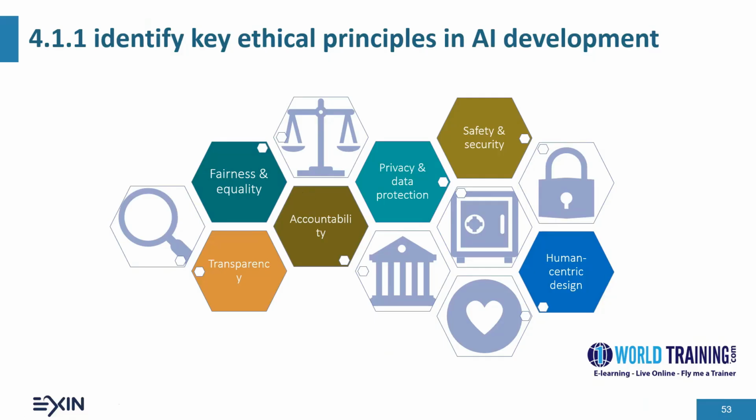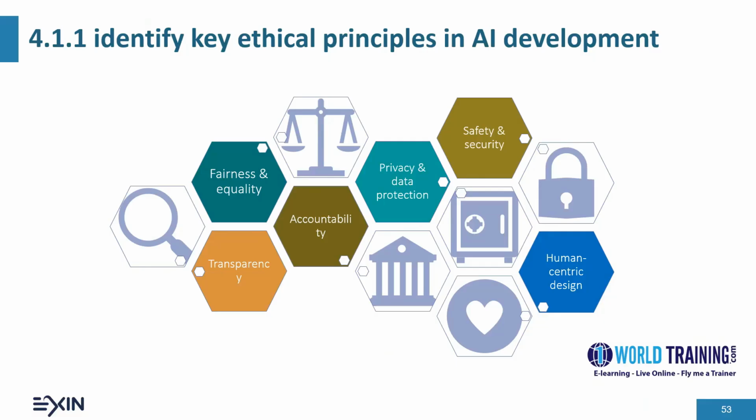The second most important principle is your accountability. There should be a clear line of accountability for the AI decisions and the outcome. You need to ensure there is a recourse if AI causes harm. So that's the principle of accountability.